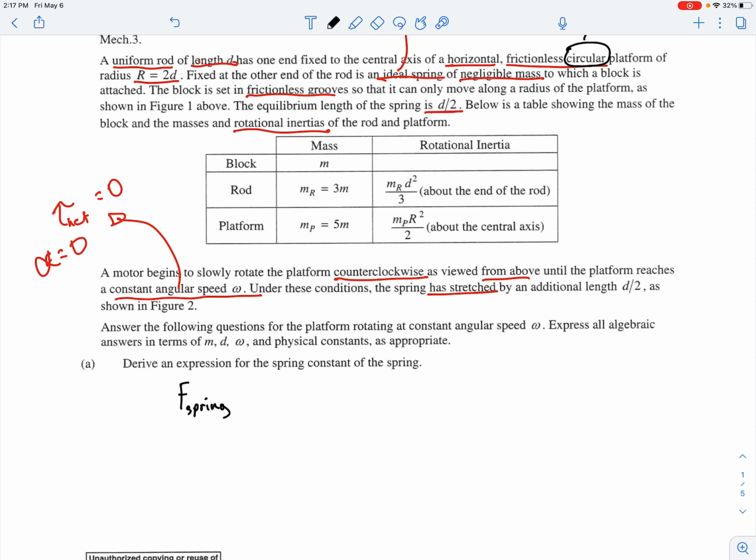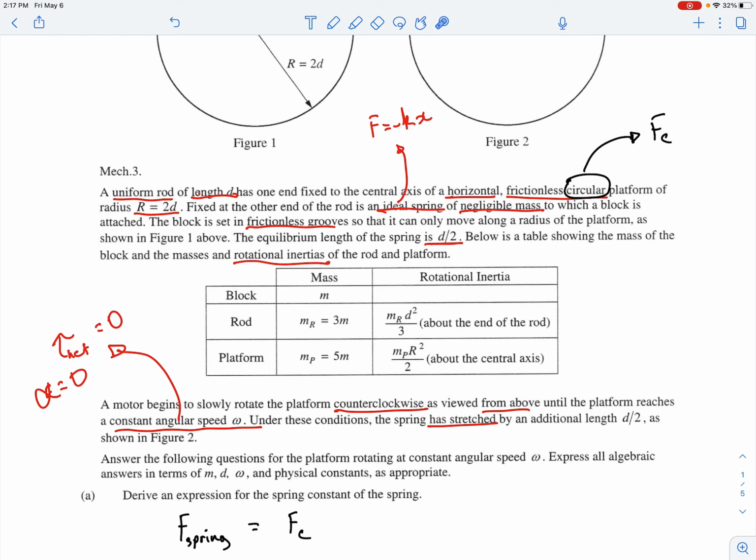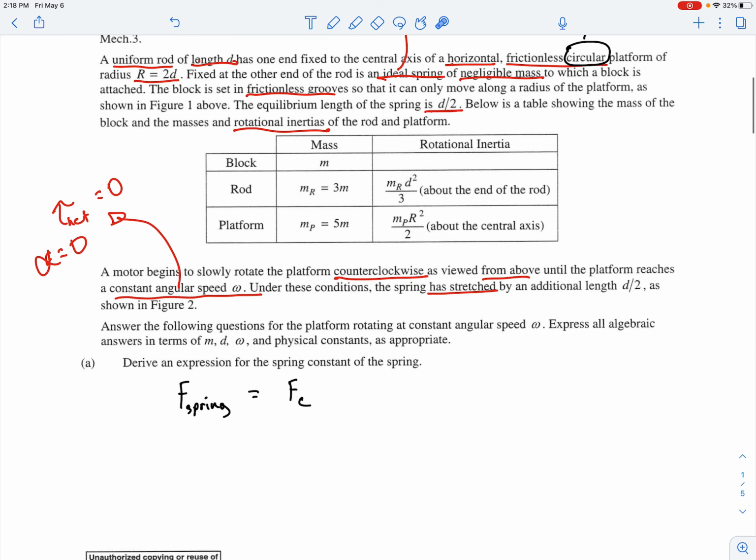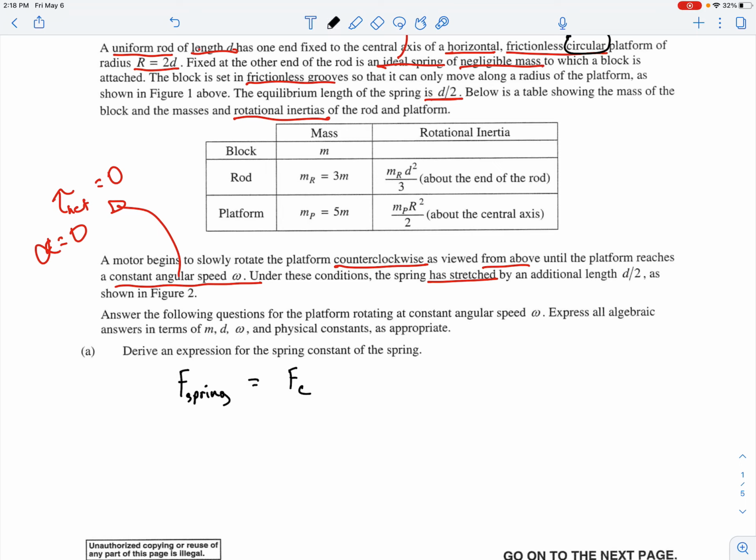So the spring force would be the centripetal force because this thing is turning around. The only thing you could use to find k is the spring force. There's nothing else you could associate k with. So you have to notice that they said circular platform and they gave you the angular speed. That means you'd have to set this up as the spring force, which is kx, just looking at the magnitude, equals mv squared over r.